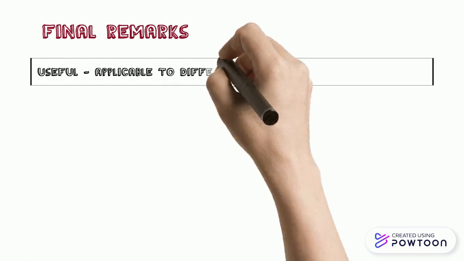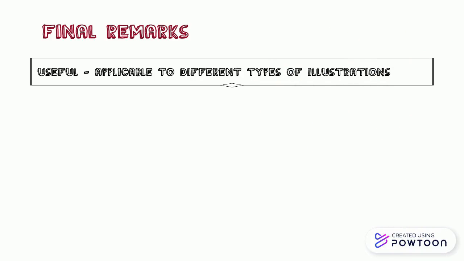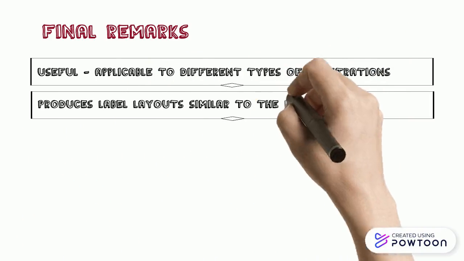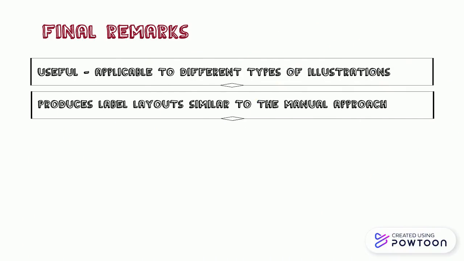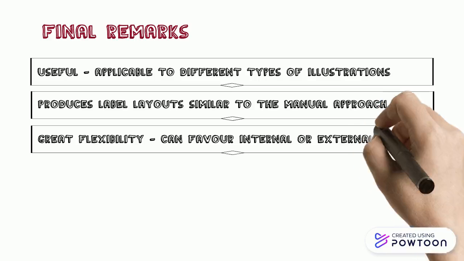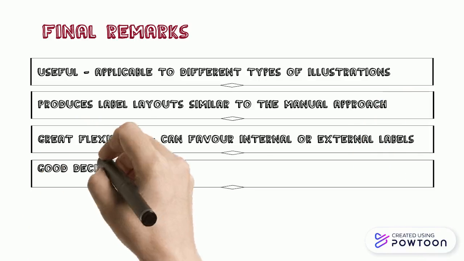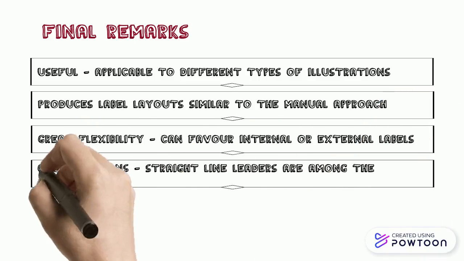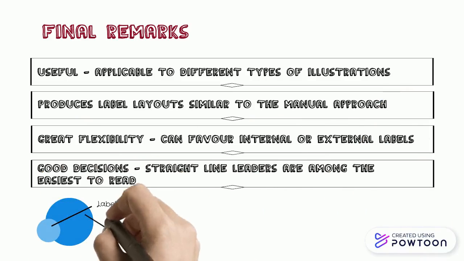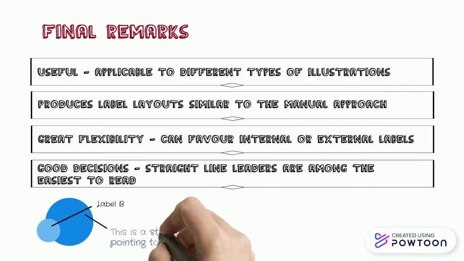Despite a large room for improvement, the algorithm was shown to be a useful tool, applicable to different types of illustrations and producing label layouts similar to the manual approach in a much faster way. By allowing the user to give preference to internal or external labels, it presents great flexibility, and even the simplest graphical elements were carefully considered, such as the use of straight line leaders, which were shown to be one of the most readable leader types.